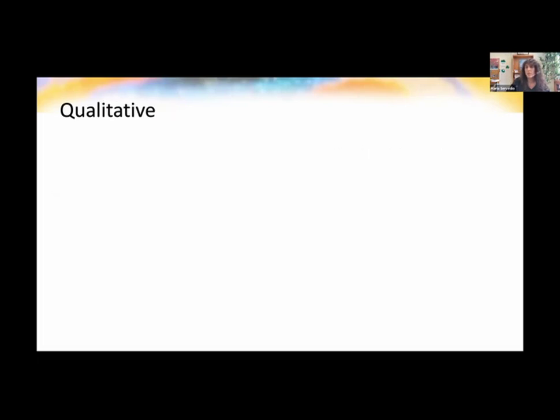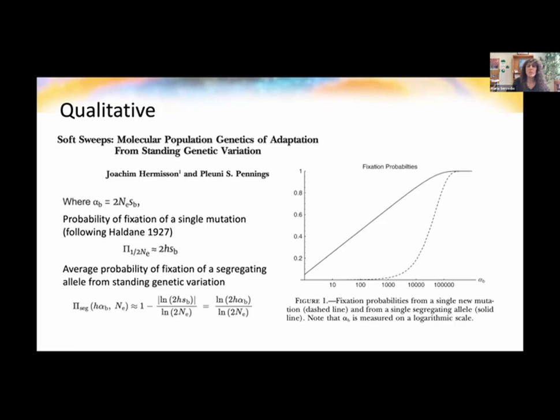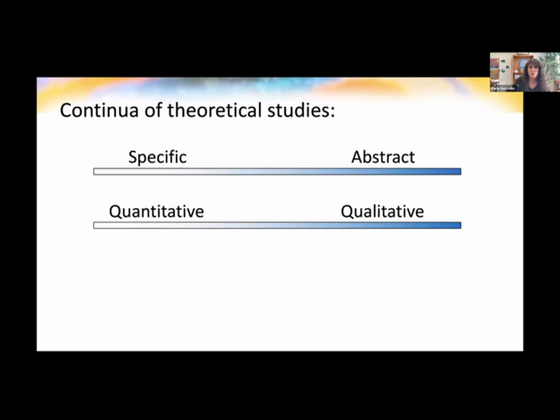A similar question can be approached in a qualitative manner. A nice example of this is in this excellent paper by Hermisson and Pennings on soft sweeps. The result I'm showing is really from the start of the paper. It's not even close to the main point yet. But they show the probability of fixation of a single mutation following Haldane, 1927, and compare it to the average probability of fixation of a segregating allele from standing genetic variation. And they show that the latter can be much higher than the former, especially for weakly adaptive alleles. So similar topic, but very different type of question.